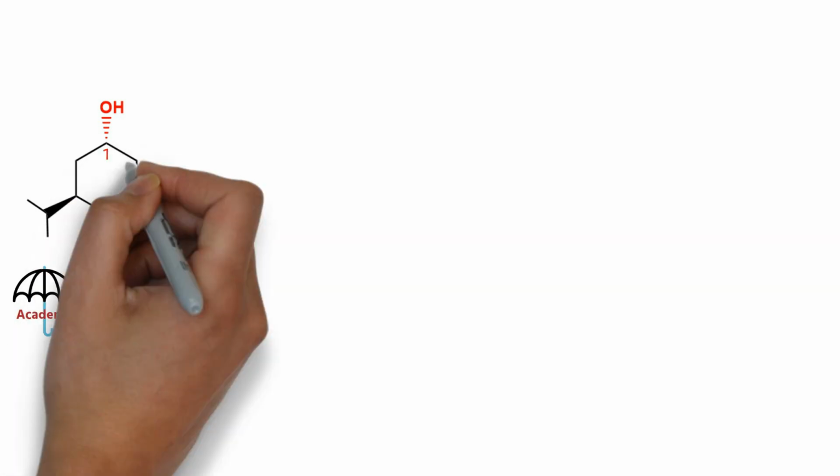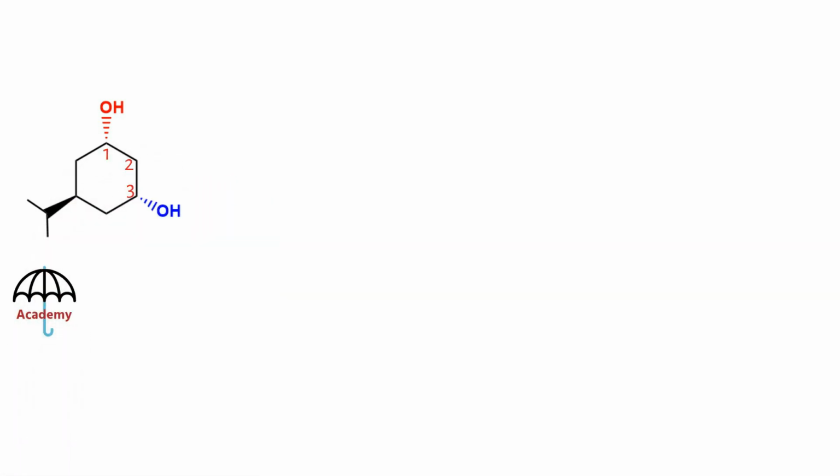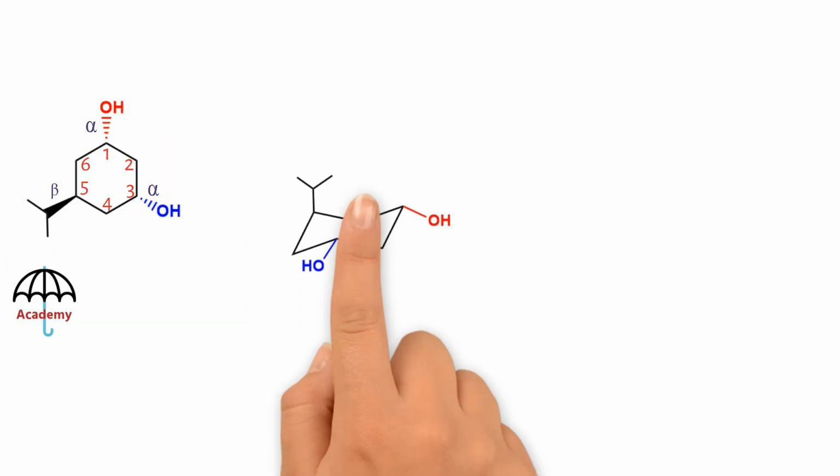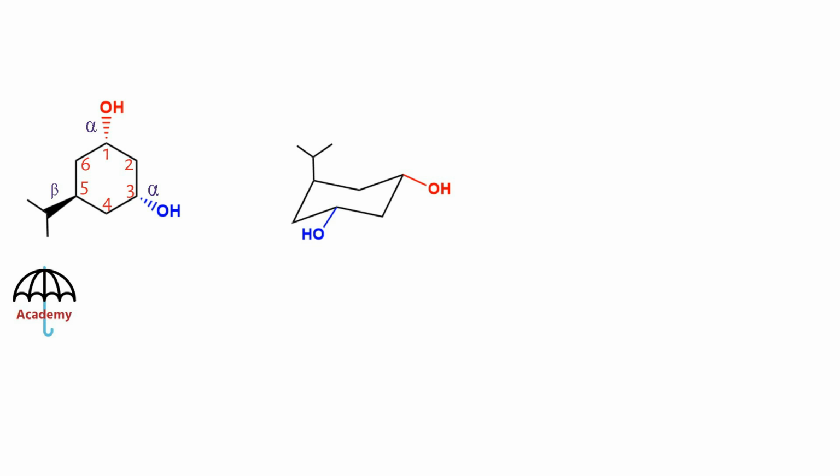As we have done in the previous examples, assign numbers to cyclohexane ring carbons so that we can track them in the chair conformations. This numbering is not necessarily as per IUPAC rules. At C5, isopropyl group is beta. At C1, hydroxyl is alpha. And at C3 also, hydroxyl is alpha. The chair conformation can be drawn like this. The ring carbons can be numbered accordingly.